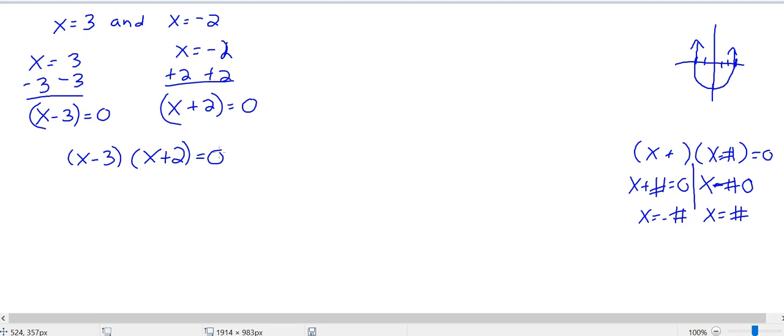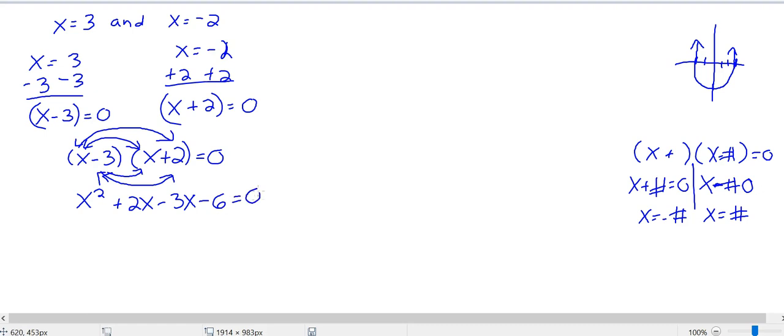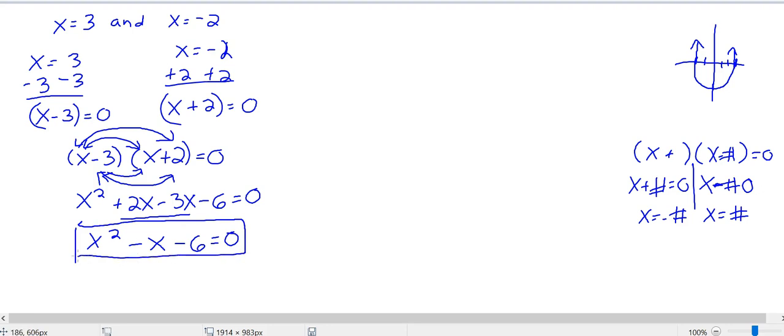Now to get this into a trinomial, all we have to do is FOIL. We're going to multiply the first term to the first term. X times x is x squared. The O is for outer, which is x times +2, which is 2x. I for inner, -3 times x is -3x. And L for last, which is -3 times 2, which is -6, is equal to 0. Now we want to combine like terms. X squared plus 2x minus 3x, those are like terms. So x squared minus x minus 6 is equal to 0. This is the trinomial with roots of x is equal to 3 and x is equal to -2.